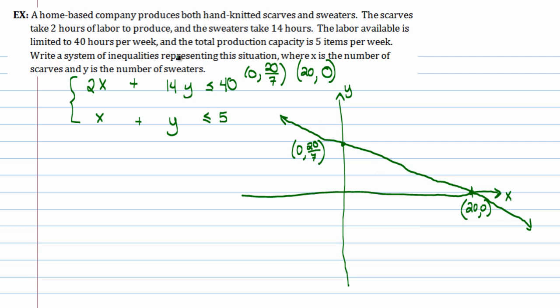Pick a test point. 0, 0 is a great one, right? Because it doesn't exist on our line. If you pick 0, 0, you'll get the following, that 0 is less than or equal to 40. That is true, so you can shade that side. And just wait for it. I'm almost done. I just want to show you something.